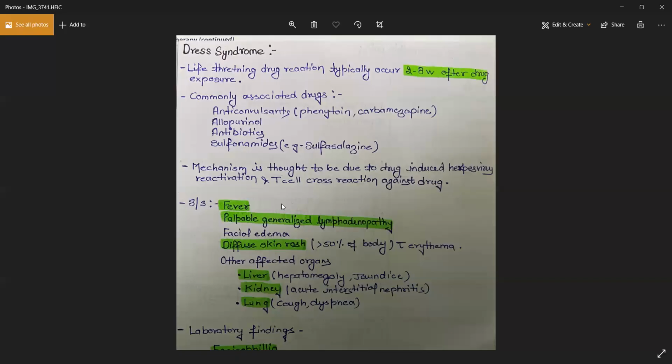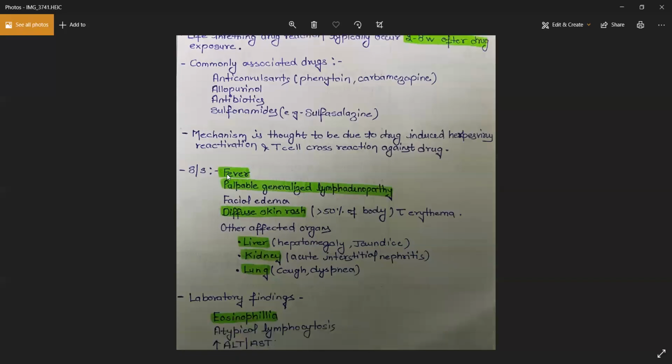Okay, the patient will have the fever, they will have a generalized lymphadenopathy, and this lymphadenopathy involves a majority of your body. You will have a facial edema and a skin rash. The rash must be involving more than 50% of the body. It will be a reddish kind of rash.